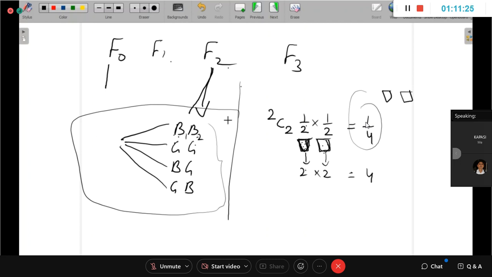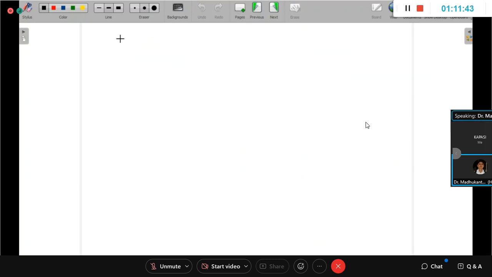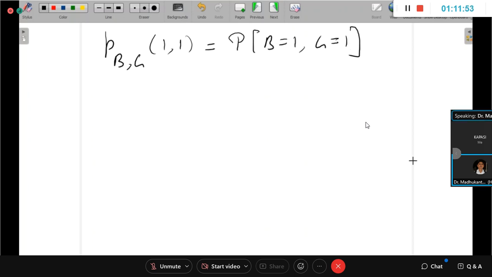Now, from here, this concept is somewhat related to the binomial random variable. That may come later when we talk about the specific case of discrete random variables. Now let's try to write down the case of 1 boy and 1 girl as well. The probability of B equals 1 and G equals 1.